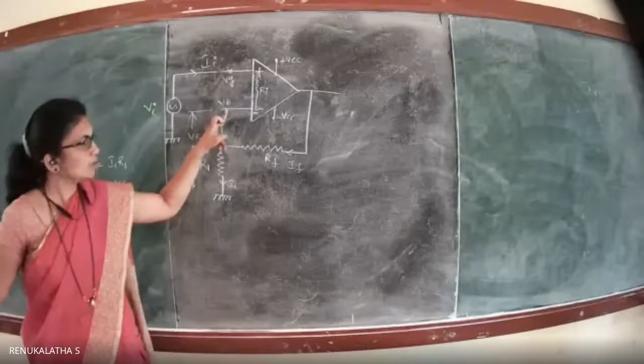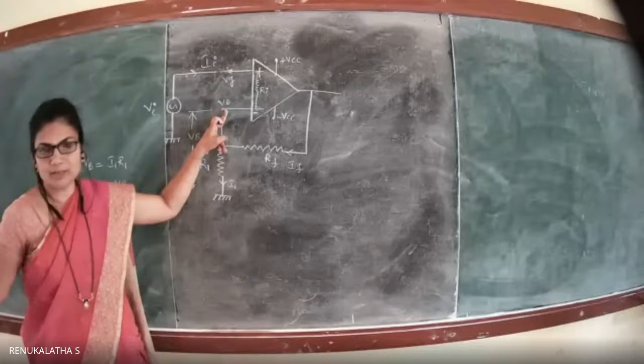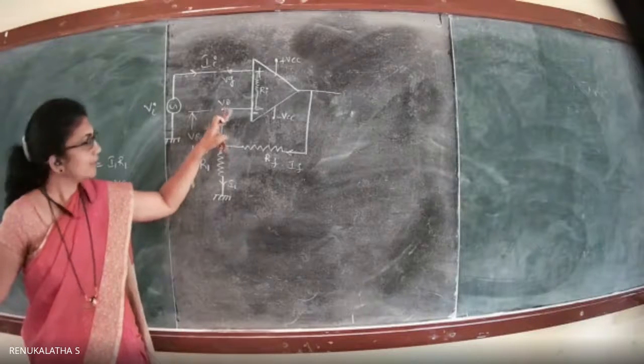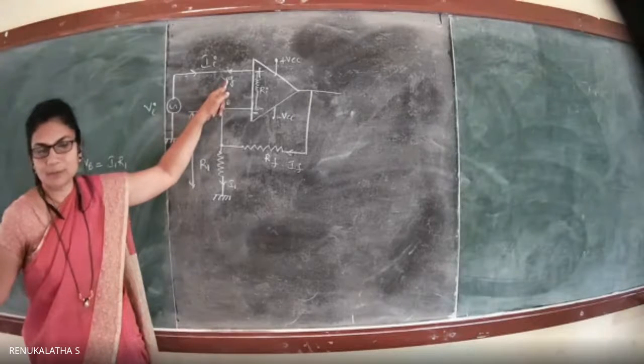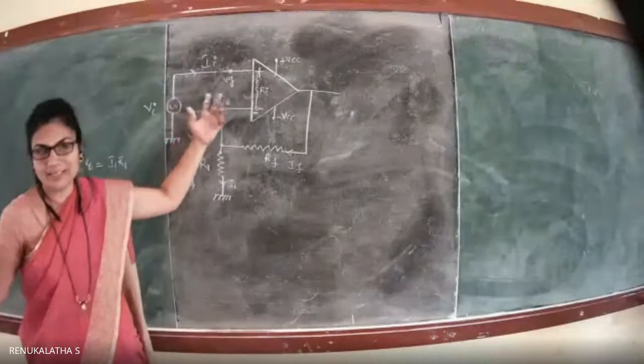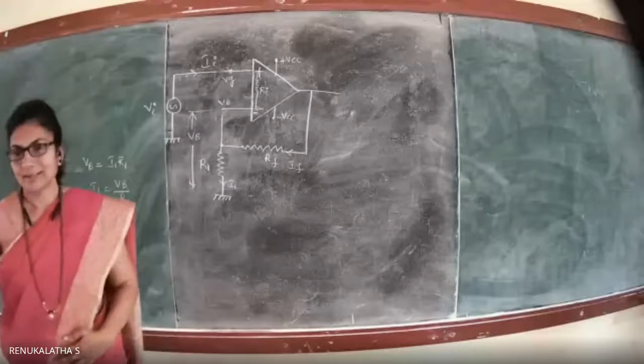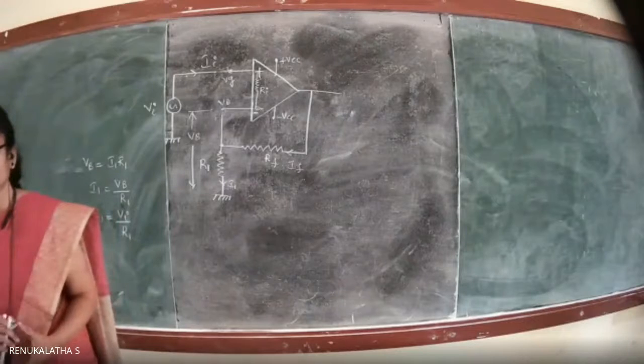Now we know what the potential at this point is. The potential at this point is equal to I1 into R1. It is not directly connected to ground. Then I'm asking whether this VB can be equal to VG. Some of you said no. I say it is yes. It can be the same. Why?